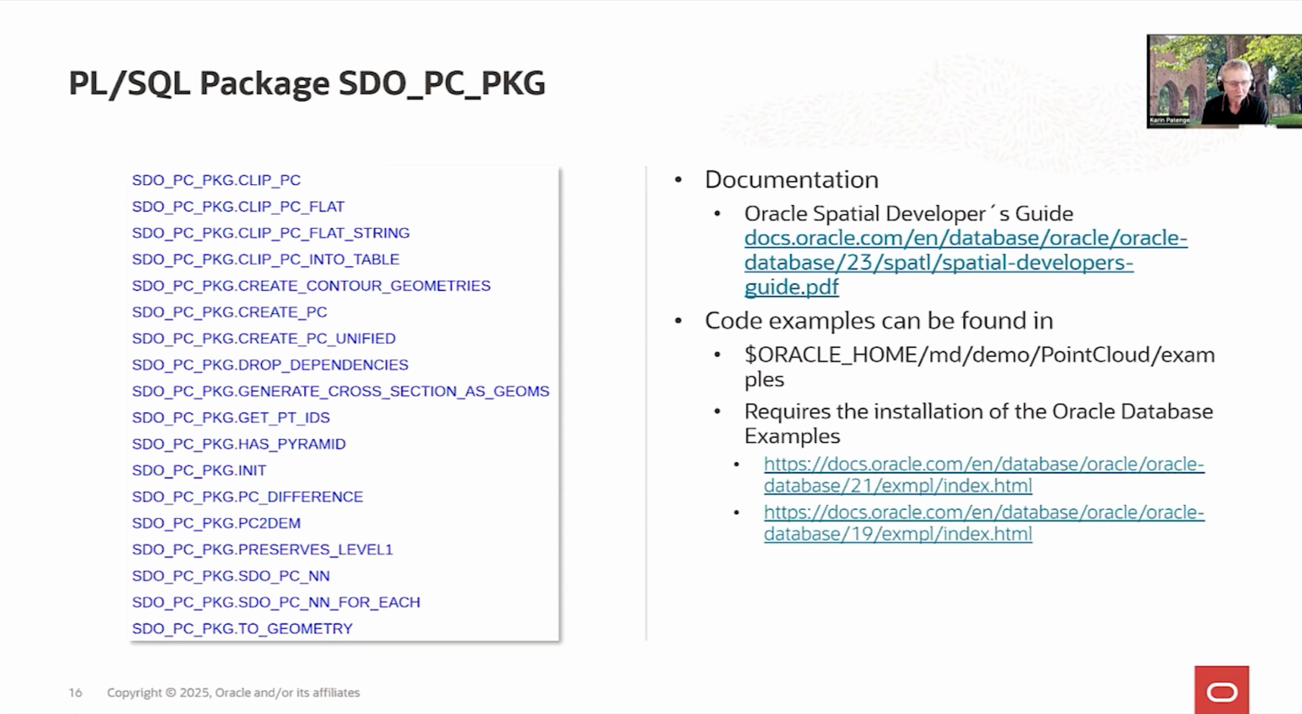Or what's also an interesting analysis is to figure out what the nearest neighbors for each point in a point cloud data set are. So these are the functions further down, SDO underscore PC underscore NN for nearest neighbor. And also we do have a conversion function to create an SDO geometry object from point clouds, which we can then, of course, use with the typical tools we have in place, like Spatial Studio, to represent the spatial data sets.